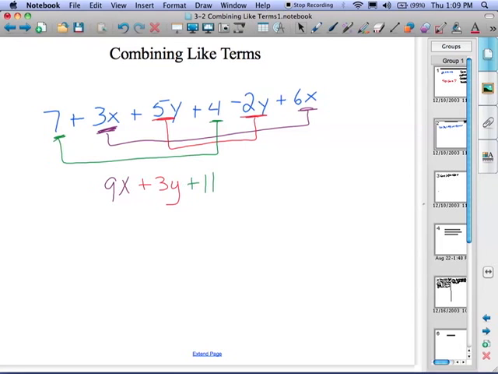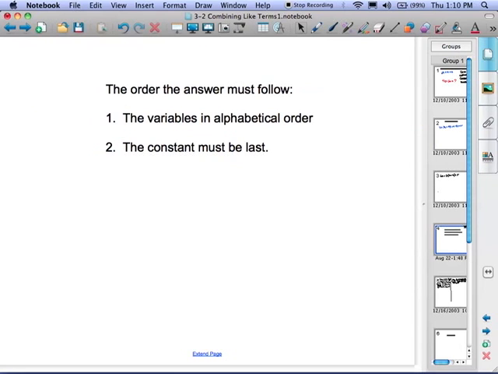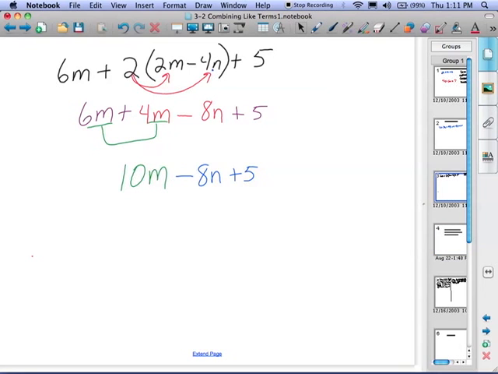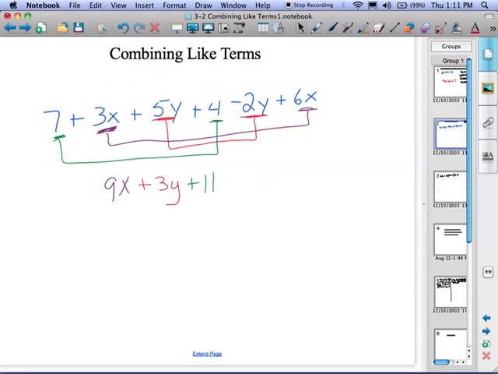So we have that. Okay, the order the answer must follow. This is a convention. I happen to like it. It makes the answer look nice. The variables have to be in alphabetical order when you write the problem out. And the constant is always last. You'll notice in this example, we have 10m minus 8n plus 5. The variables are in alphabetical order, and the constant's last. As is here, 9x plus 3y plus 11. Variables in alphabetical order, and the constant is last.